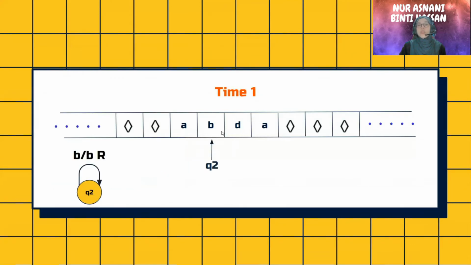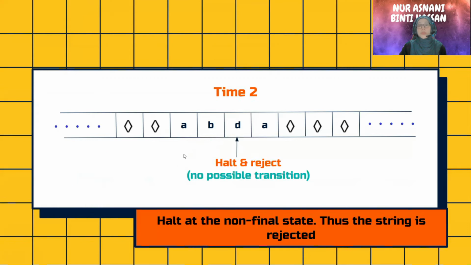After that, we'll read the symbol B from the tape. Then we'll write the symbol B onto the tape, and we'll move the head of the tape to the right, which will go to this. And the transition will go into the state of Q2.